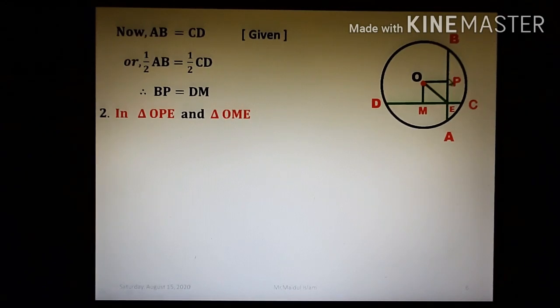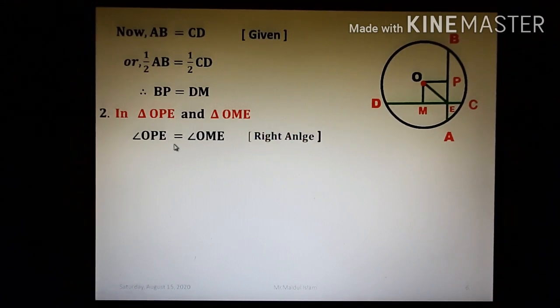OP is perpendicular, then OPE angle will be how many degrees? Do you have any idea? Yes, OPE angle will be 90 degrees. Okay, and in triangle OME, the angle is also 90 degrees.